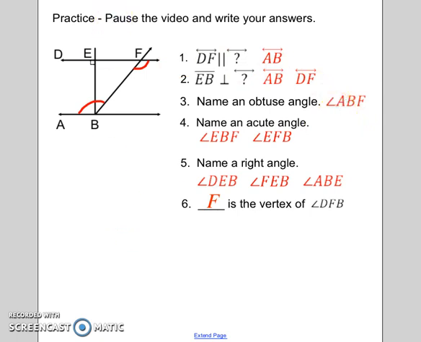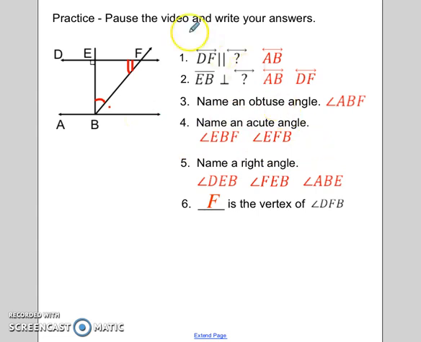An acute angle. So if I want an acute angle, there's 2 different options. So you could have had angle EBF, that would be this guy. You could have also said angle EFB, that would be this guy right here. This one also is an acute angle, but again, I don't have a third letter, so I can't name that one. So it needs to be one of those.